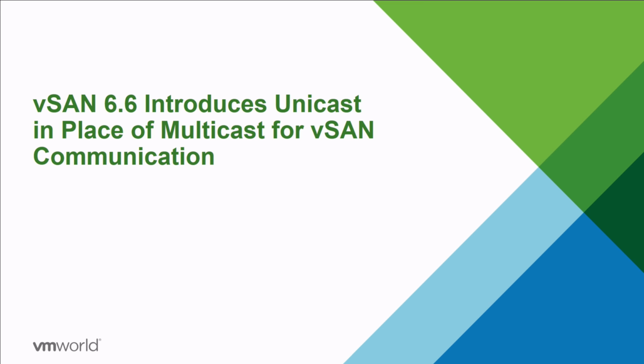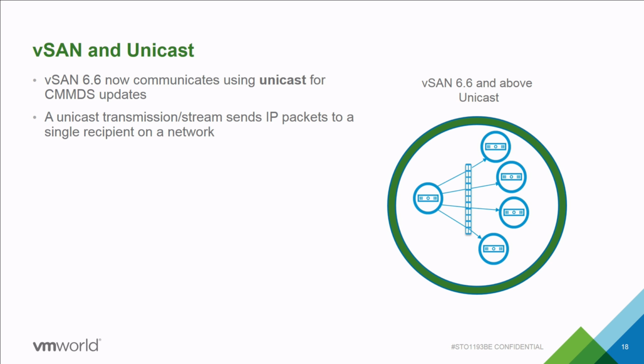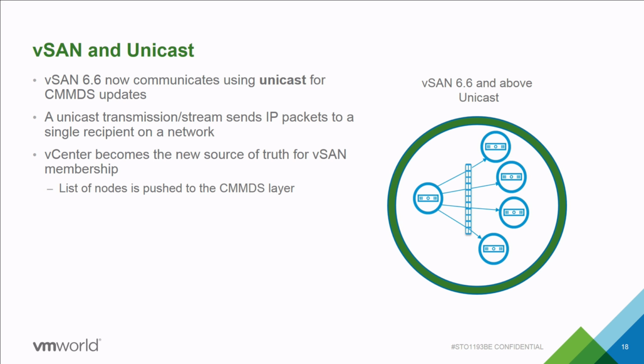So, unicast in place of multicast, let's talk about that some more now. We know that CMMDS is now using unicast. That's well and good, but if we don't have something like IGMP to track that, how are we tracking it? Unicast is pretty straightforward, but vCenter now becomes our source of truth for who's a member of the cluster. vCenter is now tracking who's in the cluster, who's leaving the cluster, what their IP addresses are, and so on. All of this information is pushed out to CMMDS, so CMMDS now knows who's in the cluster and can update each of the hosts to see who is a member.